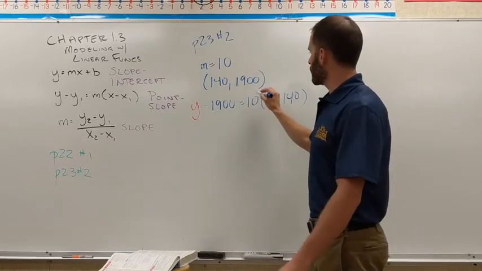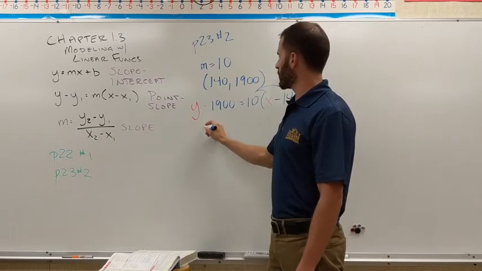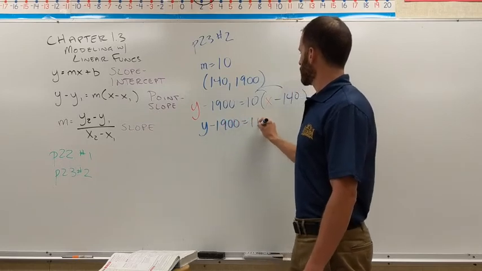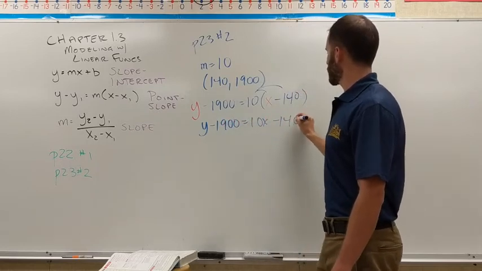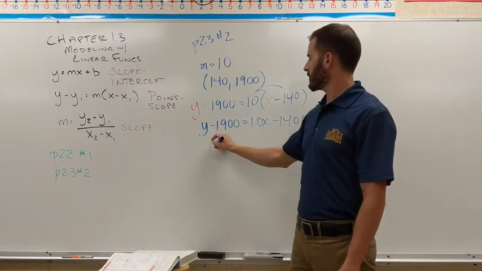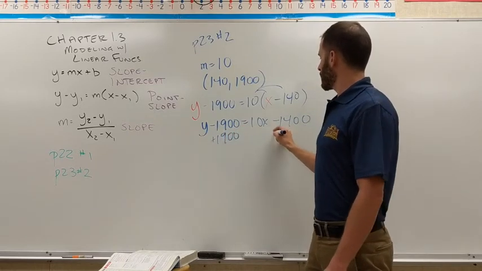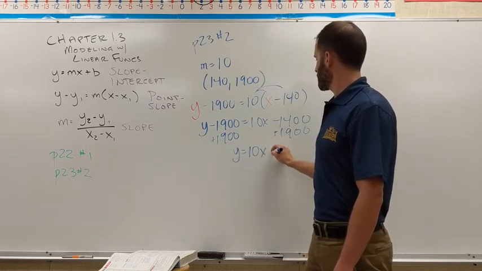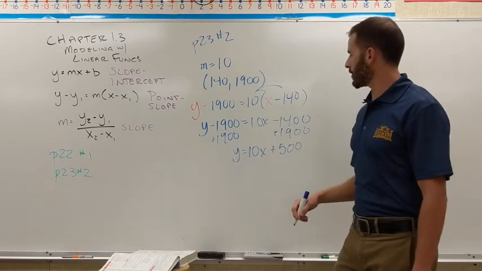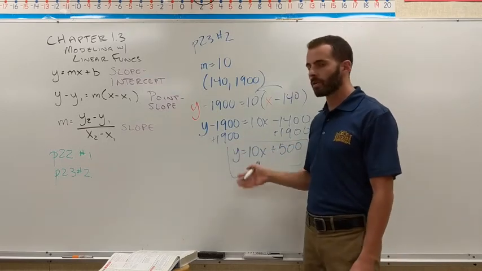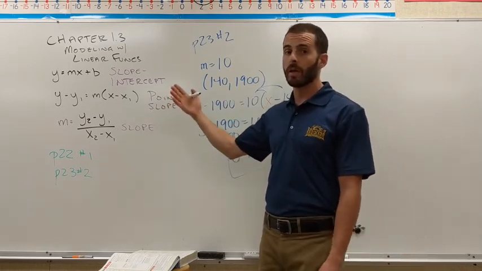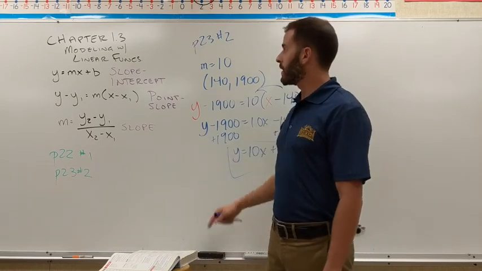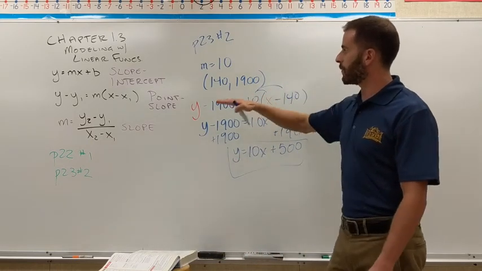I just have to do some math because I do want to get into slope-intercept form. So I have y minus 1,900 equals 10x minus 1,400. Add 1,900 to both sides and combine like terms. So now I have an equation that I'm ready to graph. I'm ready to compare it to the 2 other equations that we're going to figure out from example 2 on page 23. But I wanted to show you how to use point-slope form.